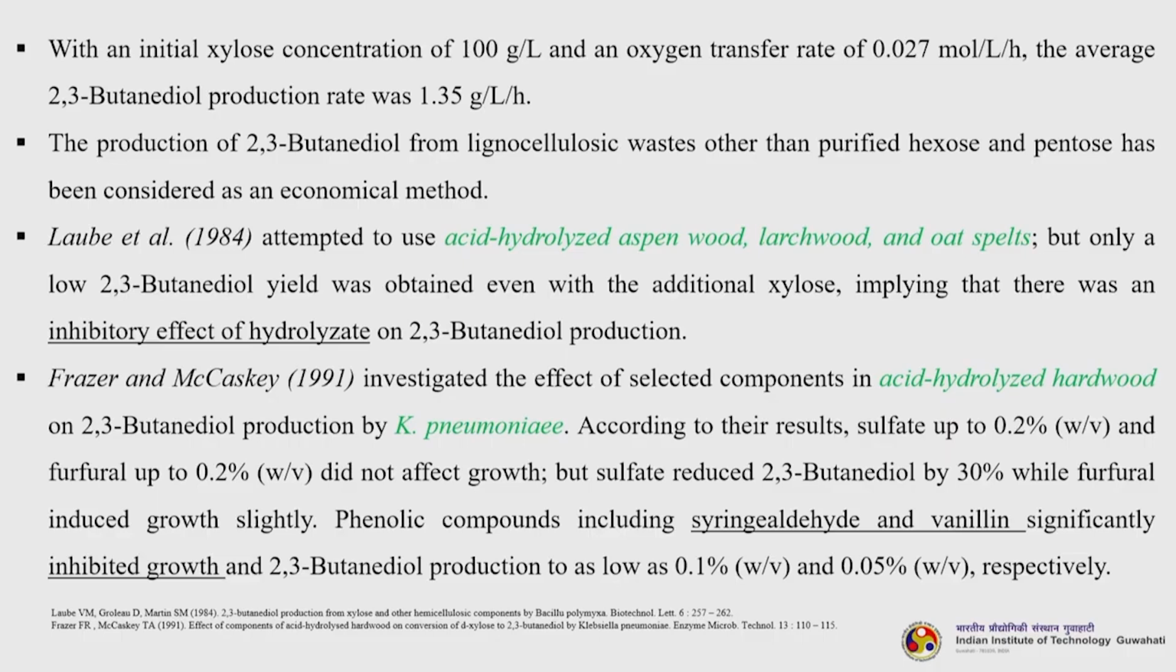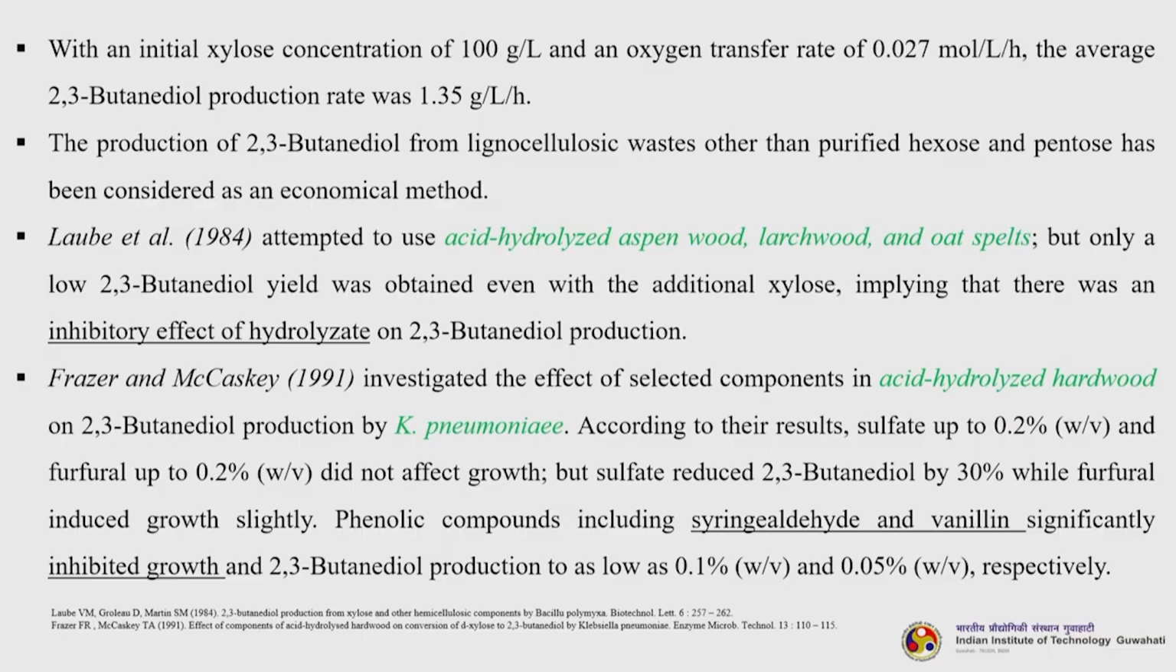The production of 2,3-butanediol from lignocellulosic wastes other than purified hexose and pentose has been considered as an economical method. Laube et al. attempted to use acid hydrolyzed aspen wood, larch wood and oat spelts, but only a low 2,3-butanediol yield was obtained even with the additional xylose, implying that there was an inhibitory effect of the hydrolyzate on 2,3-butanediol production. As we know, beyond a certain concentration, all the products as well as substrates can inhibit the entire fermentation process, so care must be taken.